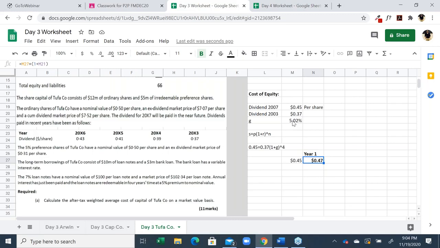So we should always be taking this one into account, but sometimes this dividend is not given in the question. They give us the current dividend. That's why we have to multiply it by 1 plus g in the dividend growth model. The only reason we multiply it by 1 plus g is to get the next dividend.